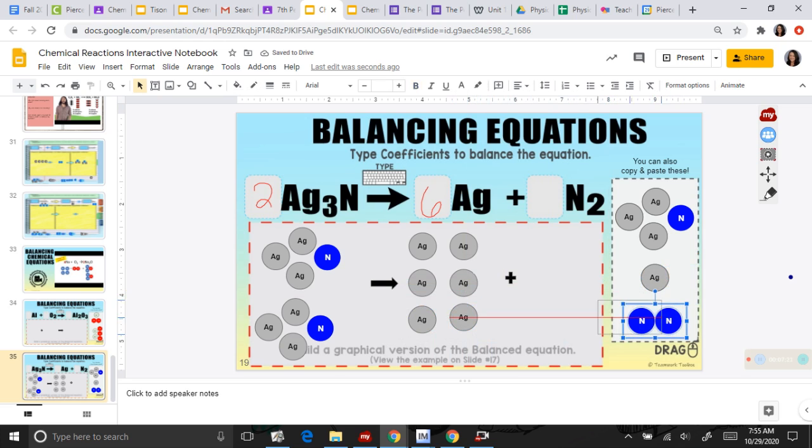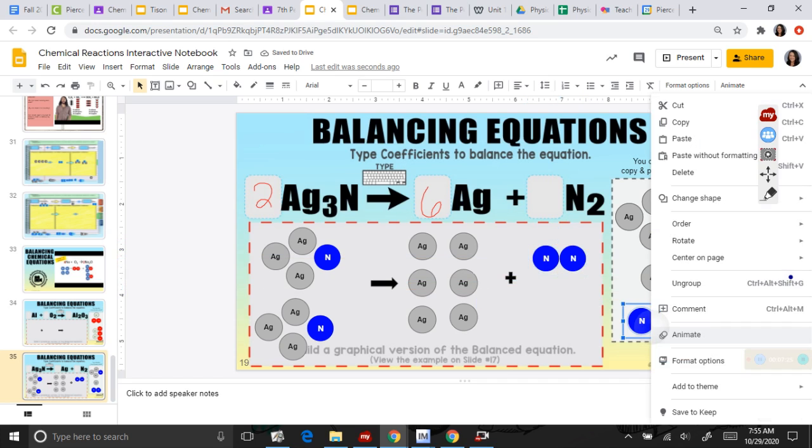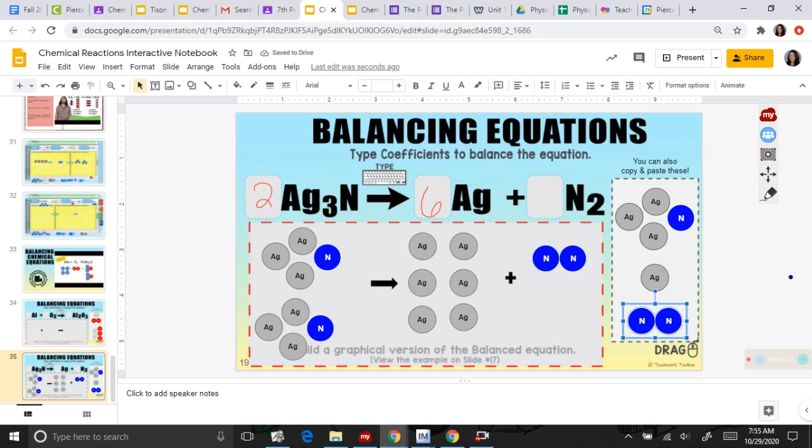So here's my N2. I've got two nitrogens connected together. Nope, I don't need two because look, there's no coefficient. I just need one of them. So now, if it's balanced, you'll see the same number on both sides. Because remember this thing in the middle, the arrow could be an equal sign. So I have 1, 2, 3, 4, 5, 6 Ags, 1, 2, 3, 4, 5, 6 Ags, 2 nitrogens, and 2 nitrogens. So you are balanced.